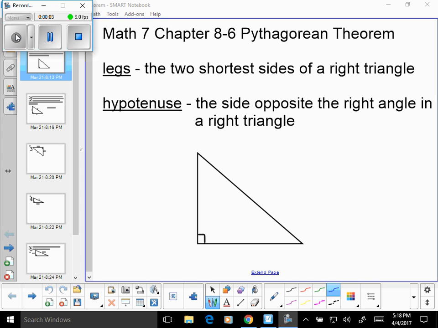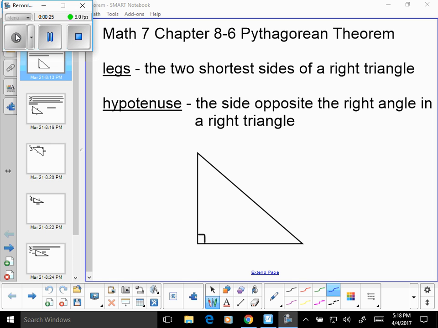Welcome to Math 7, Chapter 8.6 lesson on the Pythagorean Theorem. The Pythagorean Theorem is based on the work of a mathematician by the name of Pythagoras, who discovered and worked out the fact that there is a relationship between the lengths of the legs and the lengths of the hypotenuse.